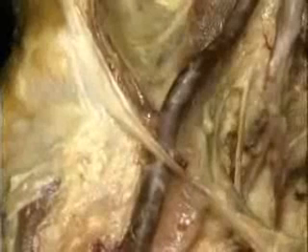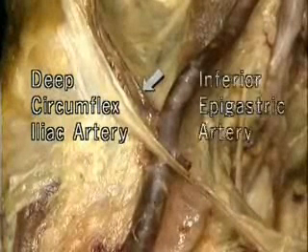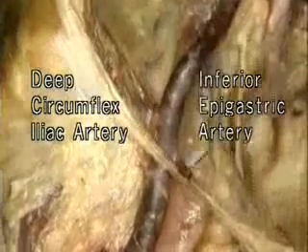Just before passing beneath the ligament, the external iliac gives off two branches, the deep circumflex iliac laterally and the inferior epigastric medially. The inferior epigastric supplies the lower part of the abdominal wall. We'll see where it goes in a minute. But first, we'll add the principal veins of the abdominal region to the picture.